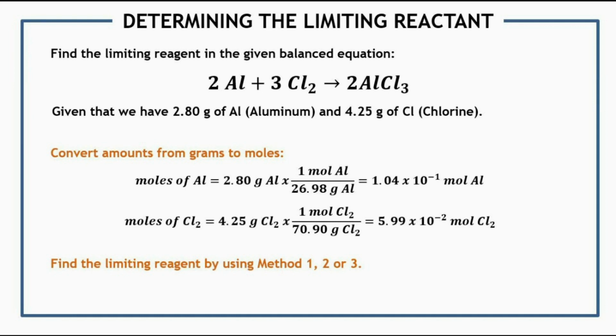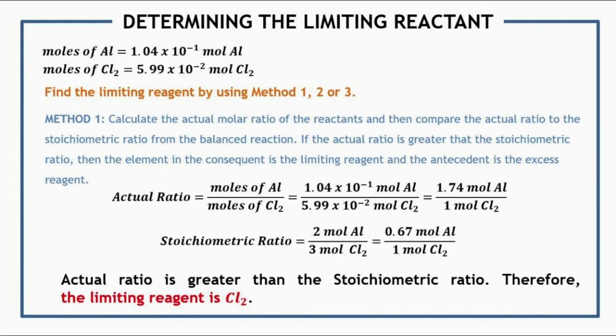Okay, so let's try to use the 3 methods of finding the limiting reagent. The first method is, okay, so we have already the moles of aluminum and the number of moles of chlorine. So let's just use the actual ratio and the stoichiometric ratio. So we are going to compare them.